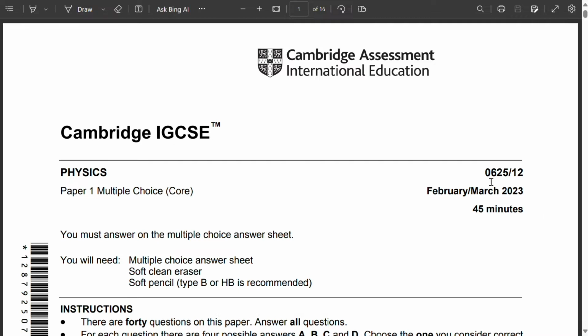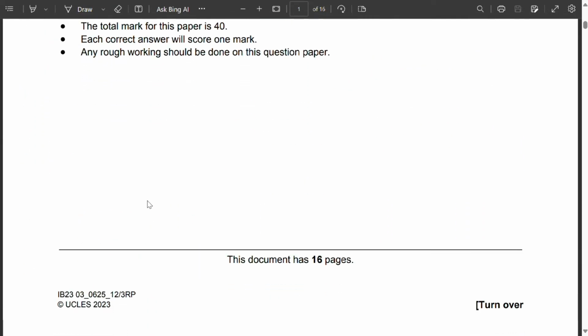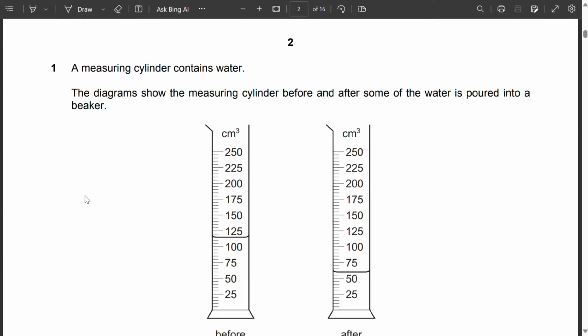This is the code, 0625 Paper 1, February/March 2023. It's a multiple choice paper, Paper 1 Core. It will have 40 multiple choice questions. So let's start with the first one.